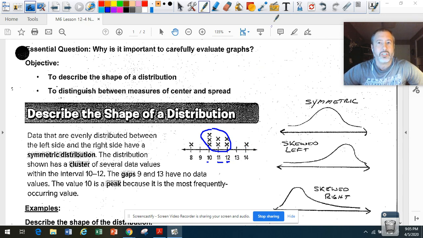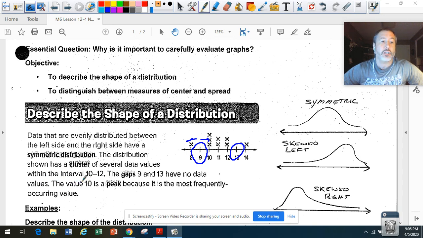But we also see we have some gaps. So you want to also understand what gaps are. Gaps are where there's no data at all. We have some data to the left. We have some data to the right, but we have a gap here. So we have a gap at 9. And also, if you look over here, we have a gap at 13. Now, the gaps 9 and 13 have no data values at all.